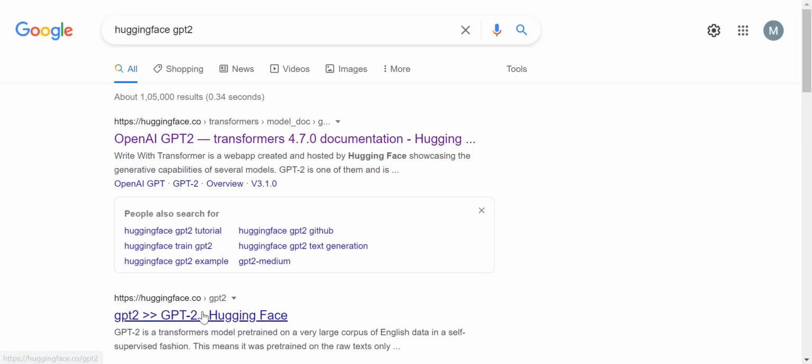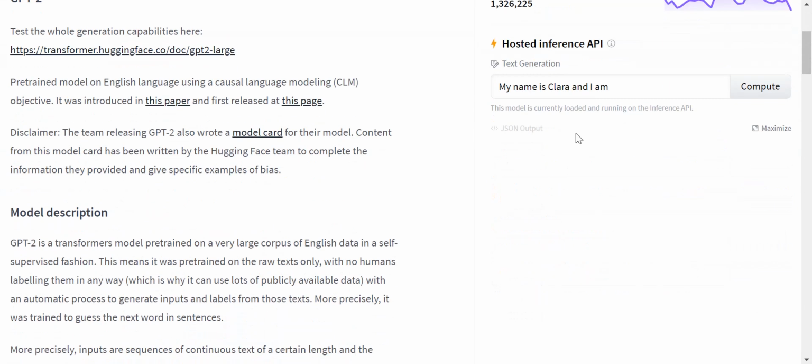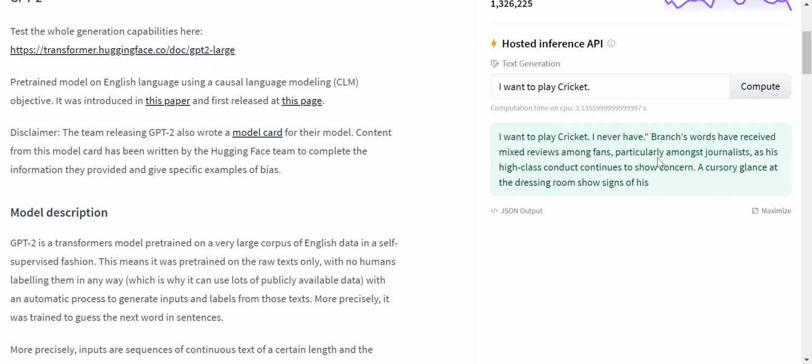Hugging Face has one of them up somewhere, if I'm not wrong. Yeah. So you just enter some text. The standard text is, my name is Clara and I am. So let me just write, I want to play cricket. Let's just see what it will produce. And I never have. Okay. Branch's words have received mixed.